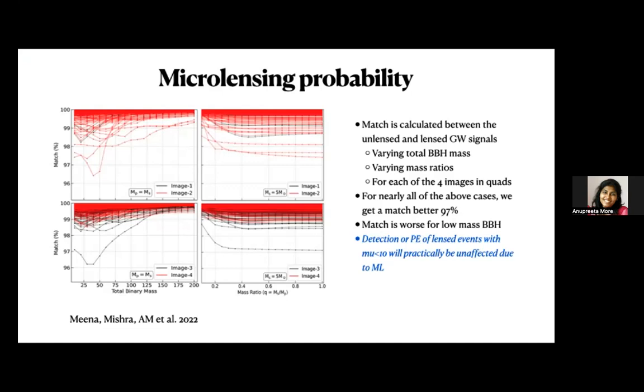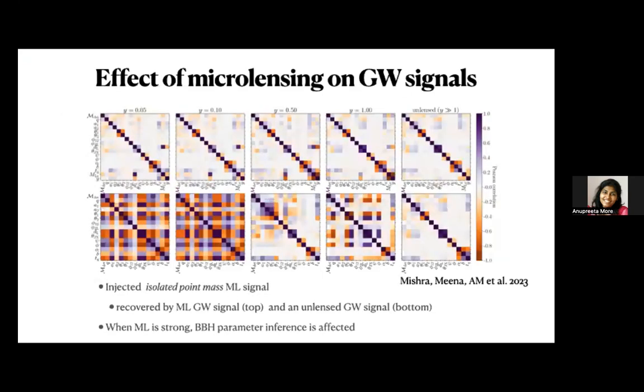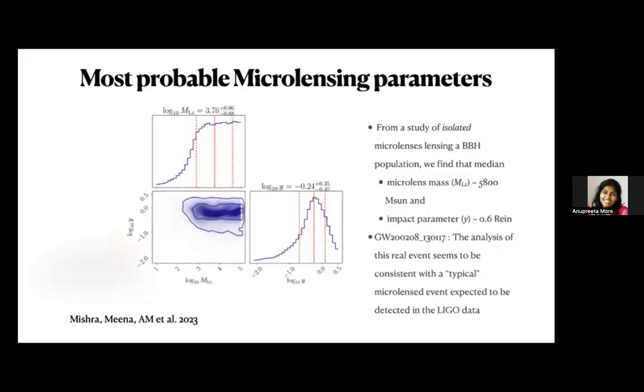But in the subsequent analysis, we are going to go to the higher magnification regime. And as we showed before, when you go to higher macro magnification, then the microlensing effects also become stronger, and that's when we will start to see many more effects. So in the interest of time, I'm going to skip some of this.